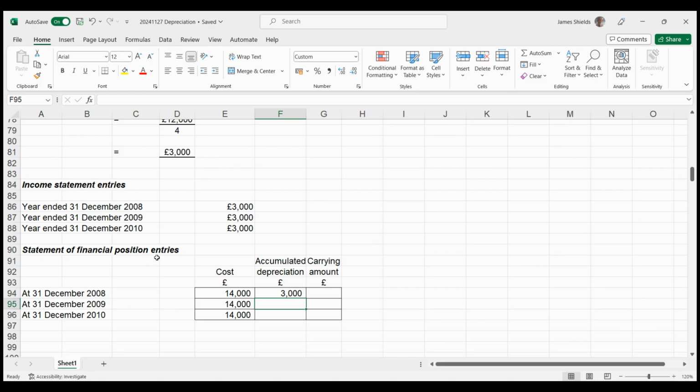Now, 2009 is going to be the depreciation from 2008 plus the depreciation of 2009. So that's 2 lots of 3,000. So that's going to be £6,000. And the year ended 31st December 2010, we've got 3,000 for 2008, 3,000 for 2009, and 3,000 for 2010. So it's a total of £9,000.